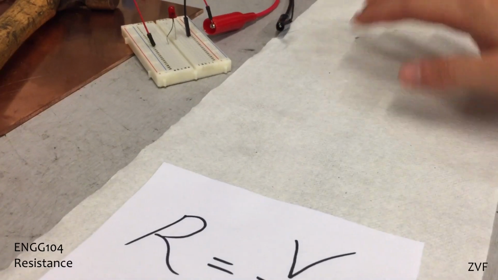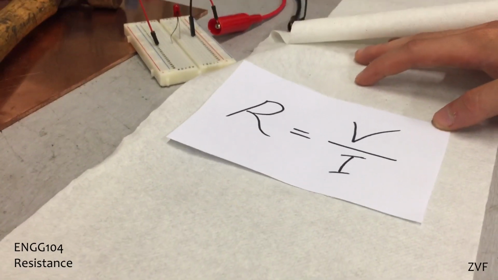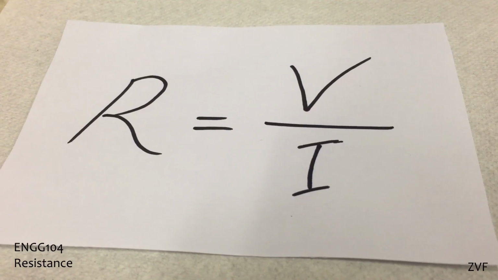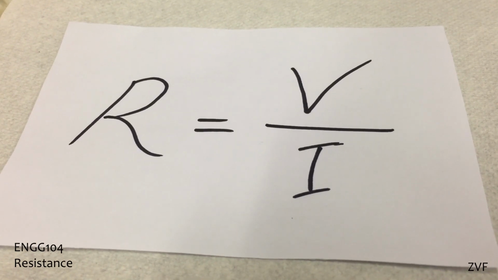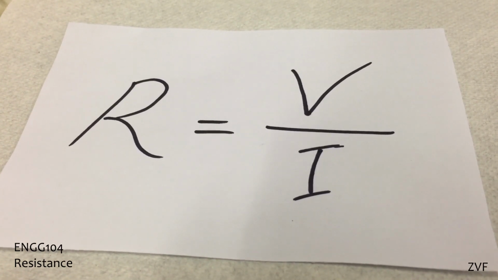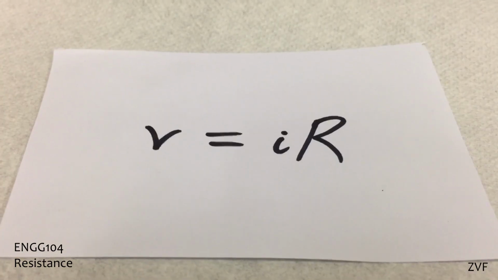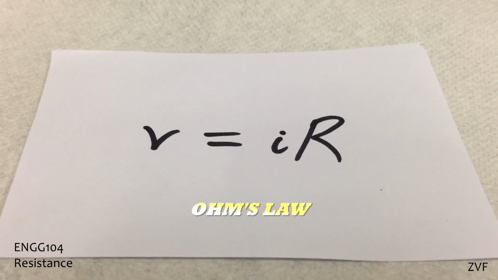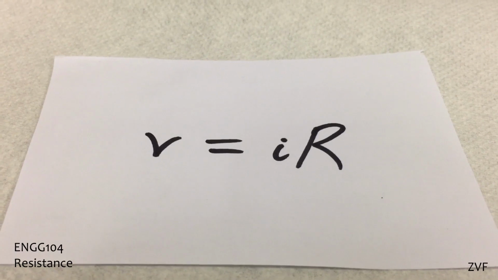Specifically, resistance is defined as the ratio of the voltage across a component to the current flowing through it, with the unit ohms. Note that this is not Ohm's law, which restricts the resistance to be independent of voltage and current.